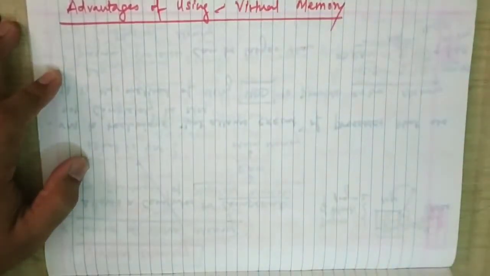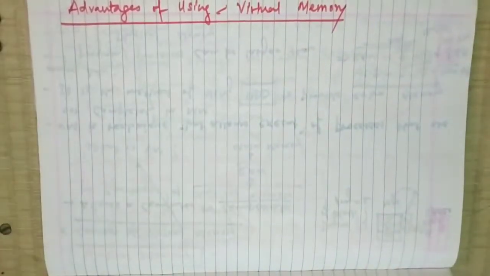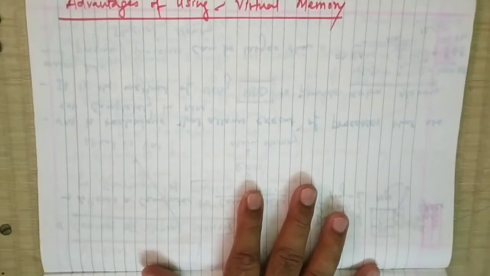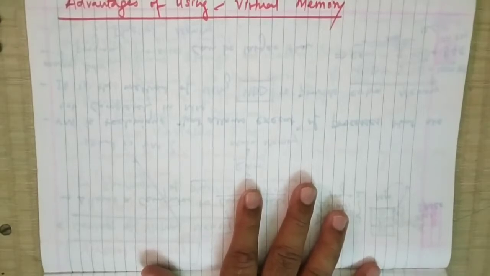So we have just seen the concept of virtual memory and why it is required. Now we'll see the advantages. Virtual memory is a technique that allows the execution of processes that may not be completely in memory. One main advantage of the virtual memory scheme is that a program can be larger than the physical memory, which we have already seen. This technique frees programmers from the concern of memory shortage limitation.